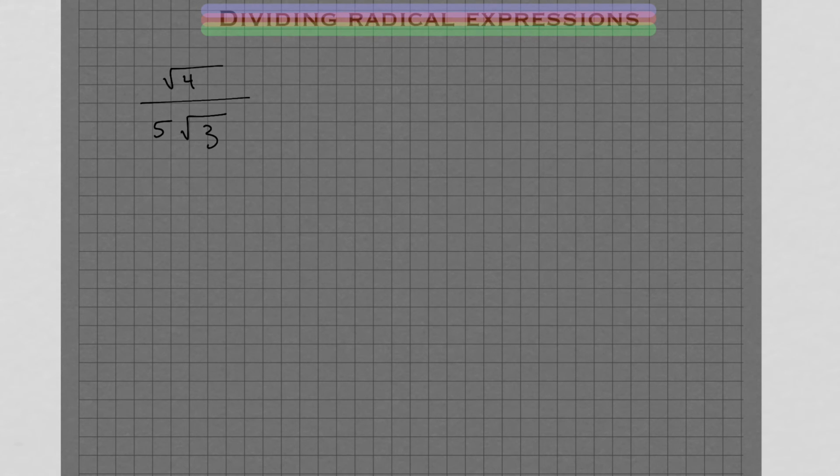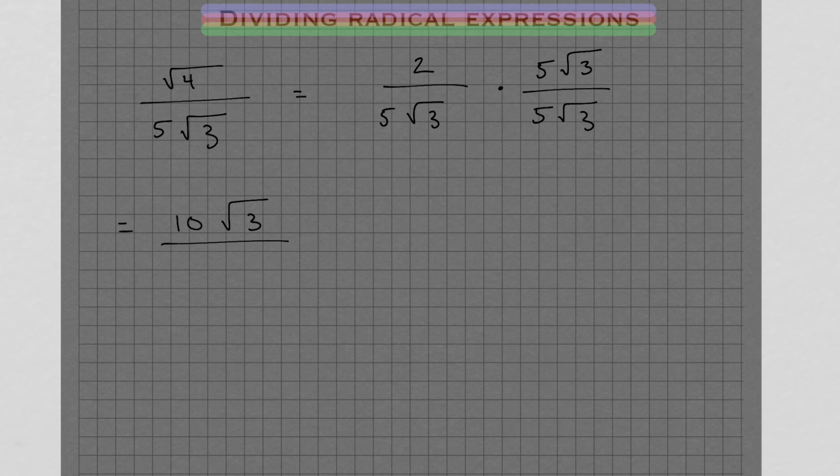Our next problem here, we have the square root of 4 divided by 5 times the square root of 3. Right off the bat, we can simplify this square root of 4. So now we have 2 divided by 5 times the square root of 3. And what we want to do to get rid of this root sign in the denominator is multiply. That gives us 2 times 5, that gives us 10 times the square root of 3, divided by 5 times 5 is 25, times the square root of 3 times 3.